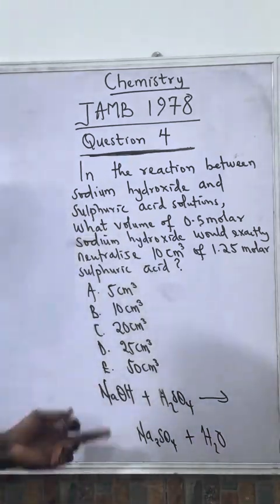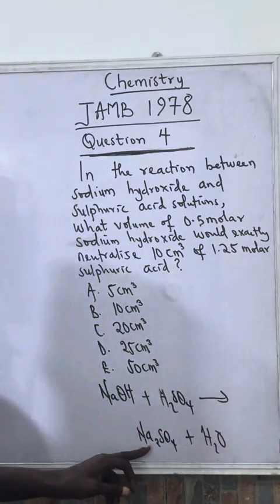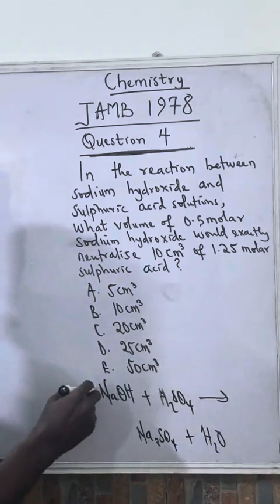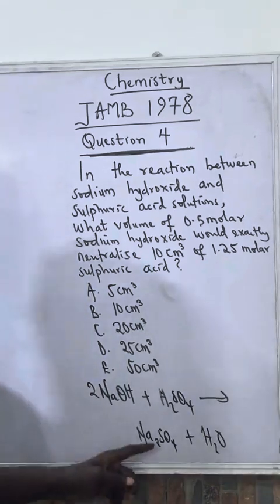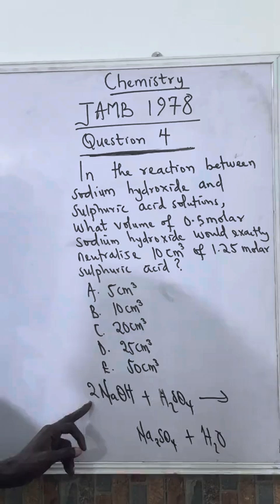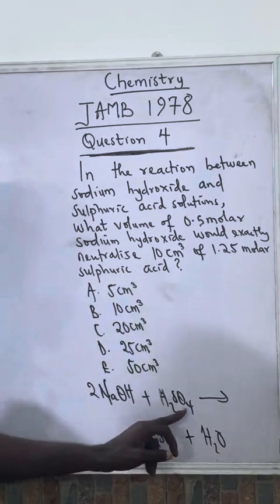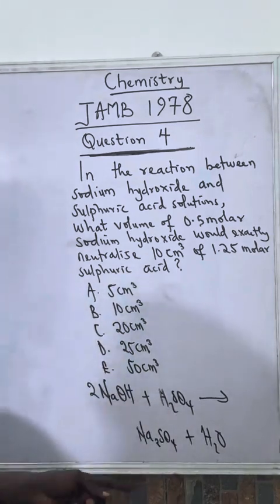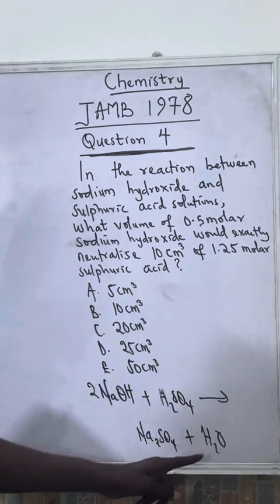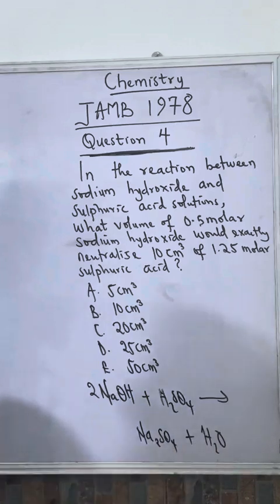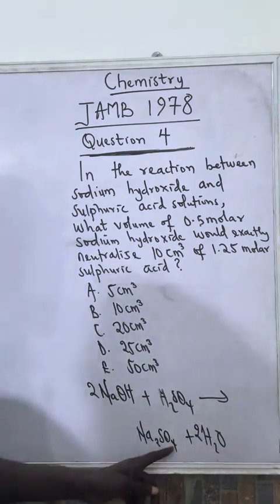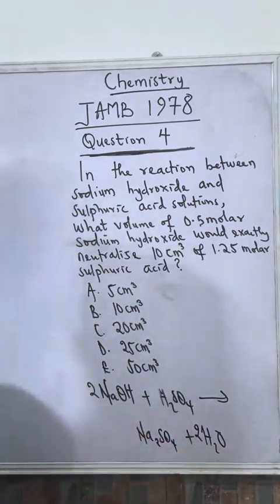This equation is not balanced. We have 2 sodium atoms on one side, but only 1 on the other. So I can simply put 2 here to make the sodium balanced. Now, check the oxygen. Here we have 2 oxygen and 4, that's 6. Here we have 1 and 4, that's 5. So if I put 2 here, this becomes 2 oxygen and 4, that will give me 6.